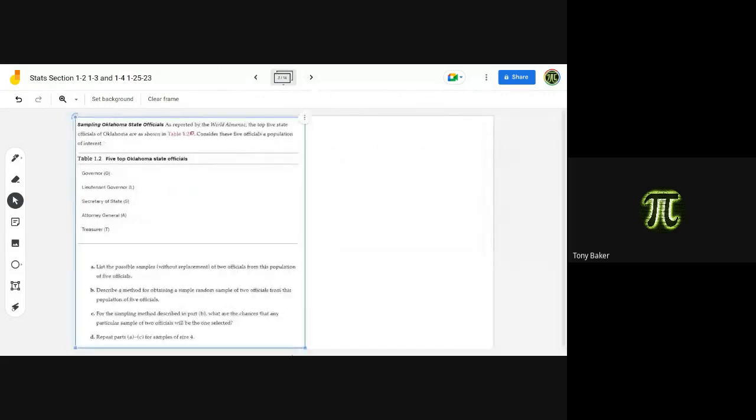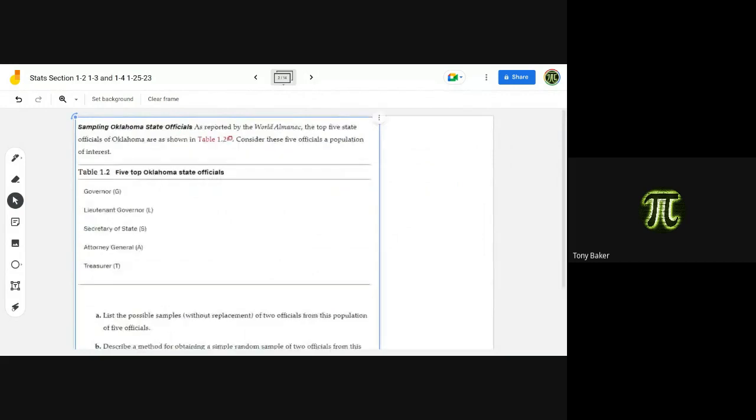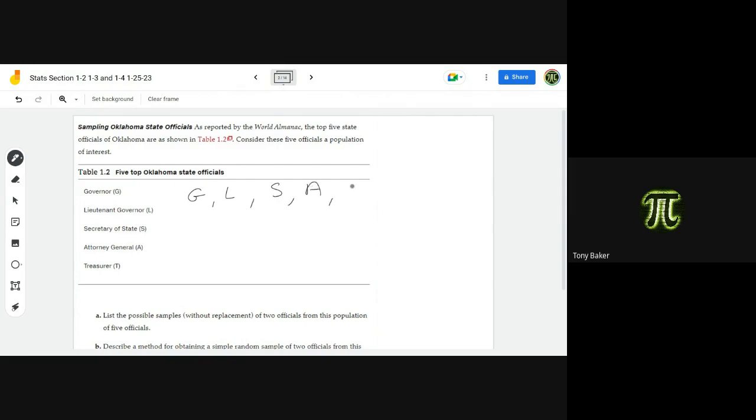So if we look at a small group, they have the top 5 Oklahoma State officials. They have the governor, the lieutenant governor, the secretary of state, the attorney general, and the treasurer. They want to obtain a random sample of 2 officials. So the first thing we have to do is actually list out all the possible combinations of 2 officials.